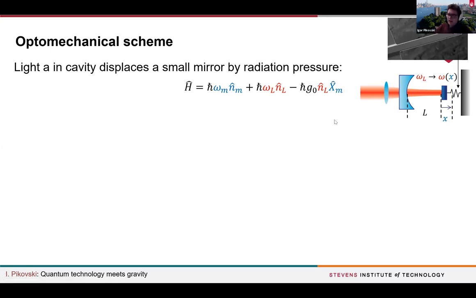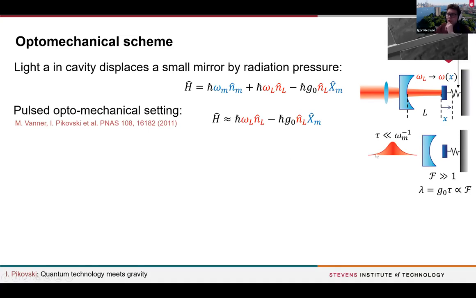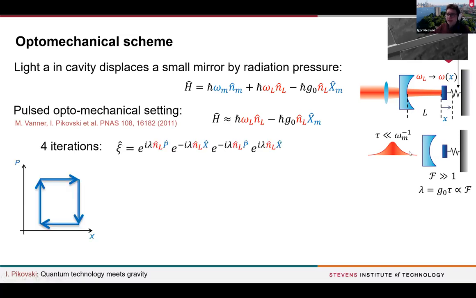And in particular, what we proposed was to use a specific laser pulse, which is very short, but interacts with a mirror inside a cavity in such a way that the interaction is very strong. And it's strong because these cavities have a very large finesse, meaning that the photons inside the cavity bounce many, many times. And now we propose a specific scheme where you interact with the laser pulse and this mirror 4 times at different instances of time.